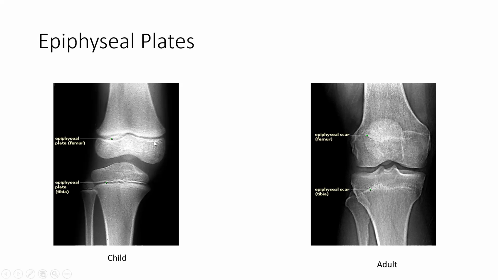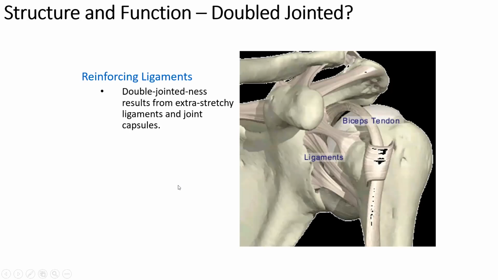It's considered a cartilaginous joint because we have bone and bone separated by a layer of cartilage. In this case, it's hyaline cartilage.